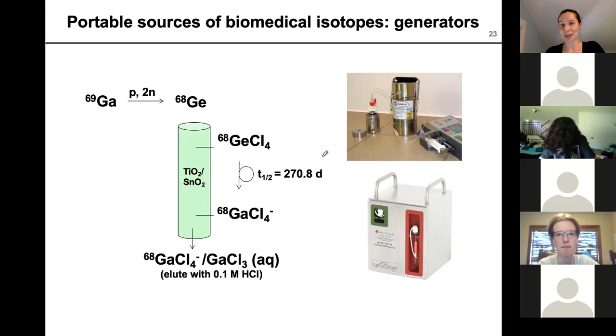Just as a fun fact, when I was a graduate student, this is what the generator looked like. So, you know, I'm dating myself here. This is what it looks like now. So technology has come pretty far. At that time, people were talking about the potential of the germanium-gallium generator, but translation was really far. So it's really cool to see that over the course of the last 12 years, we have come as far as this generator becoming actually something that people can use for nuclear medicine applications in humans.